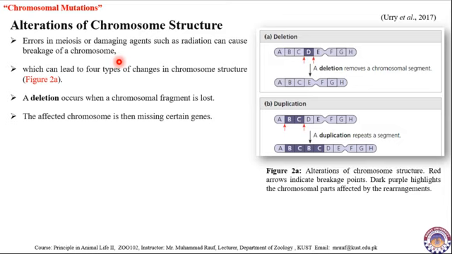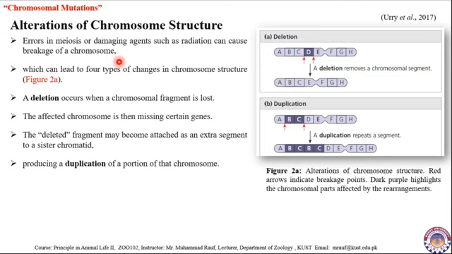Sometimes the detached segment can also attach to a sister chromatid of the same chromosome, and in such a case duplication will occur, because the sister chromatid already has that particular segment and a segment detached from the other sister chromatid is attached to it, so there will be certain genes which will be duplicated here, and this phenomenon is called duplication.